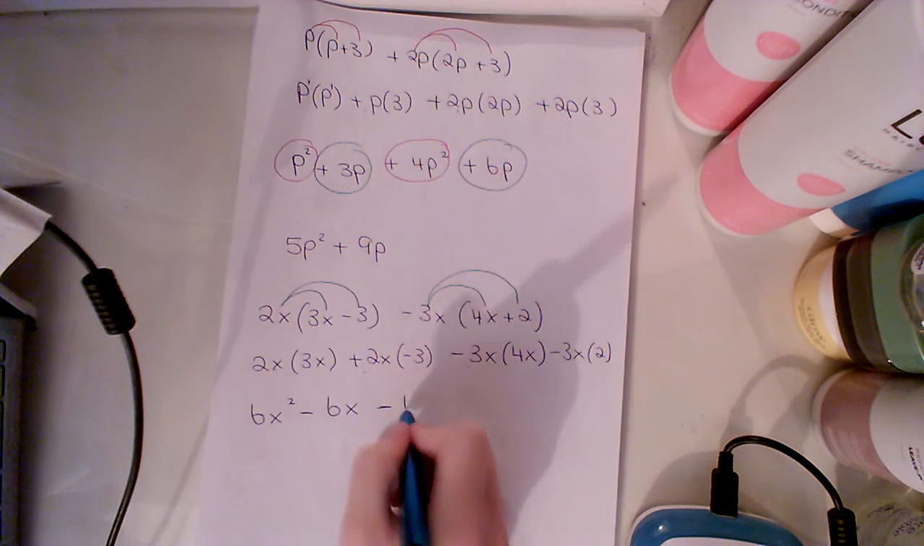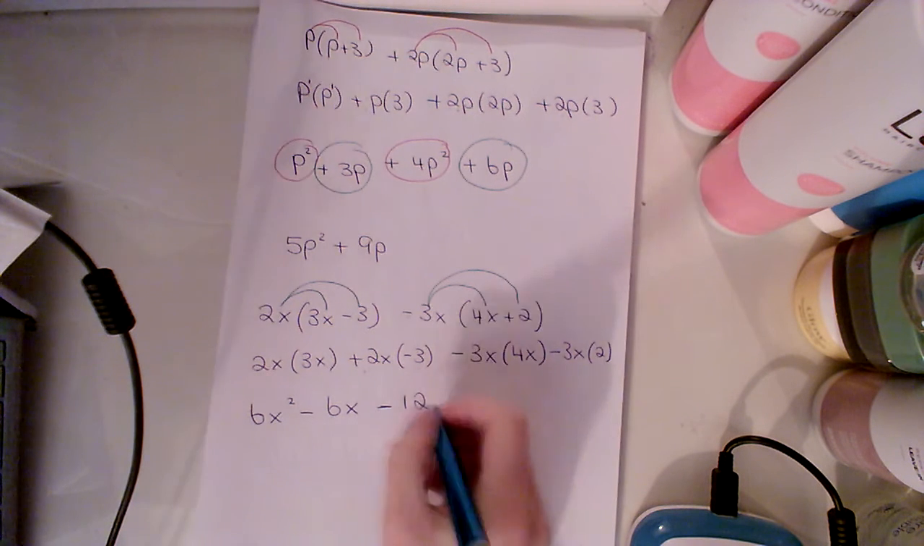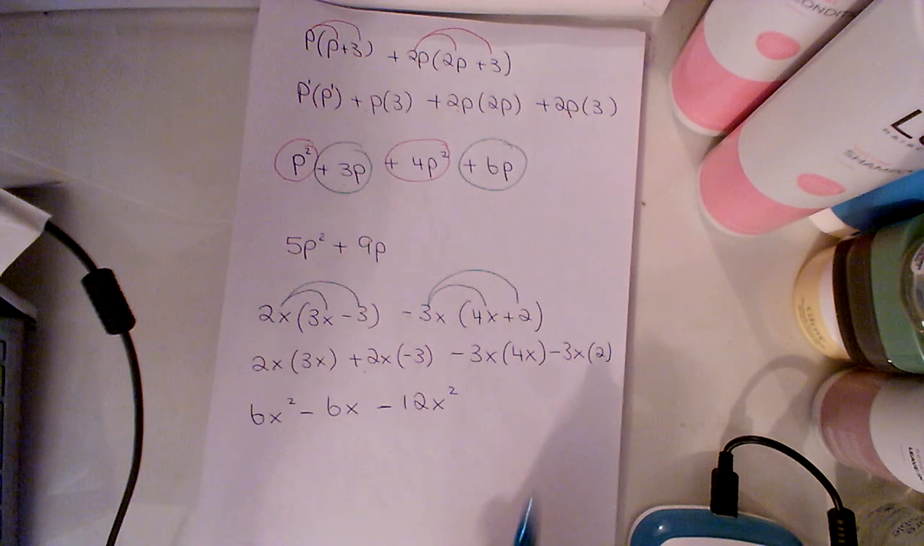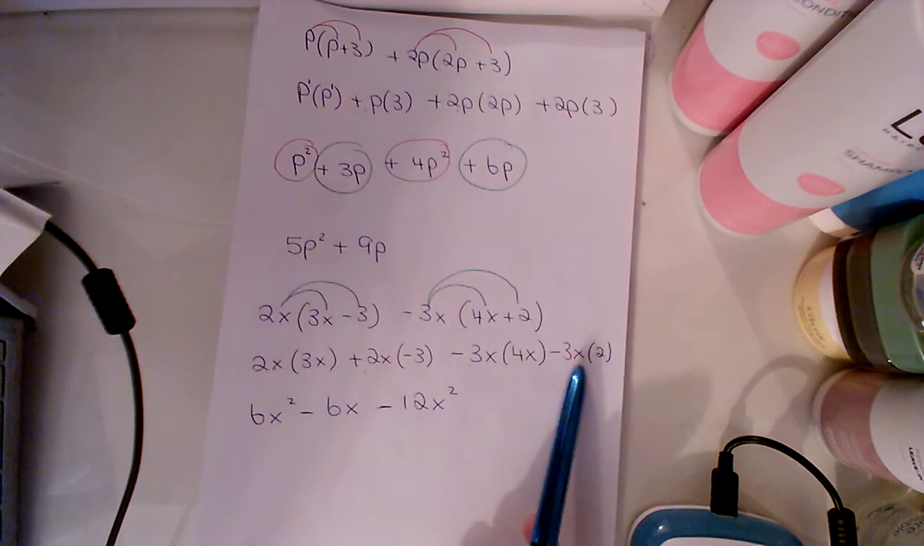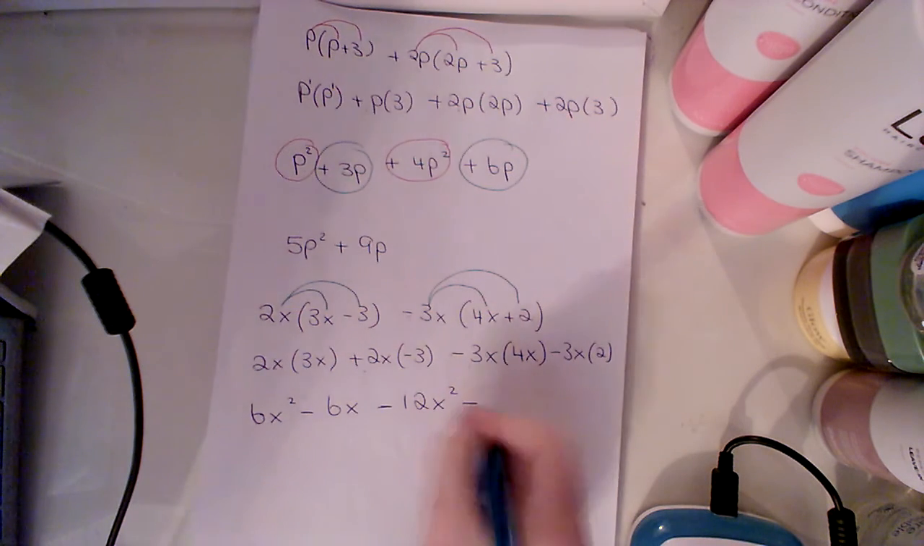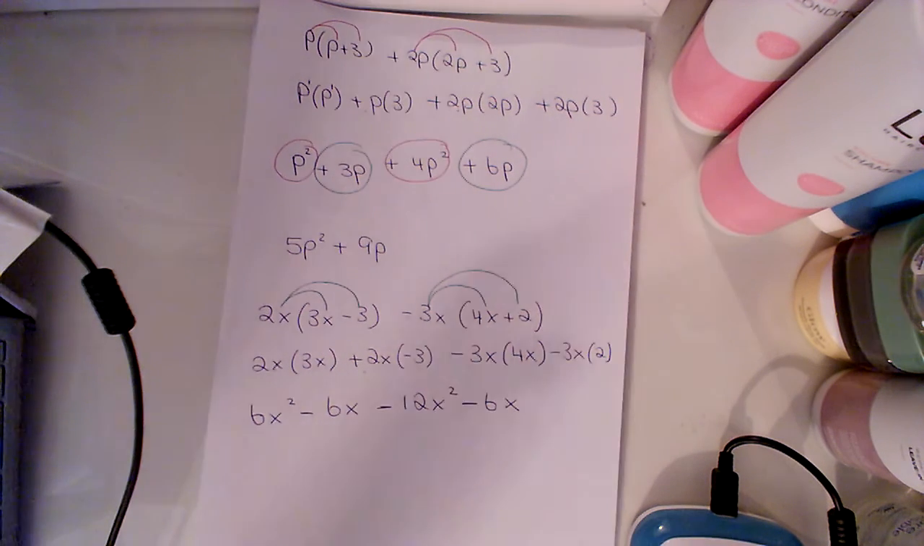3 times 4 gives me 12. x by x gives me x squared. And I have minus 3 by 2 gives me minus 6. And I have my x.